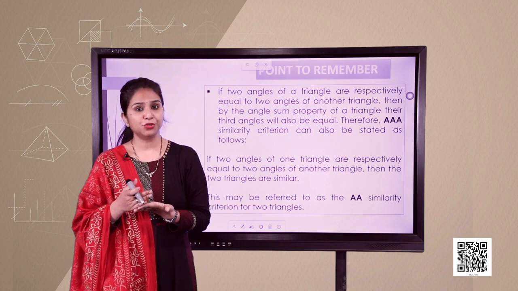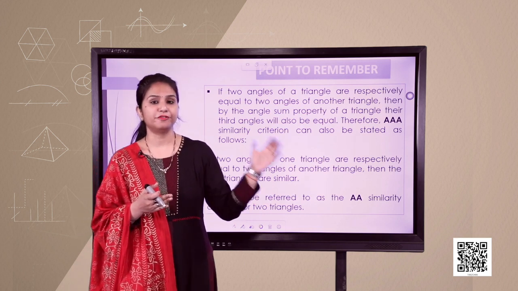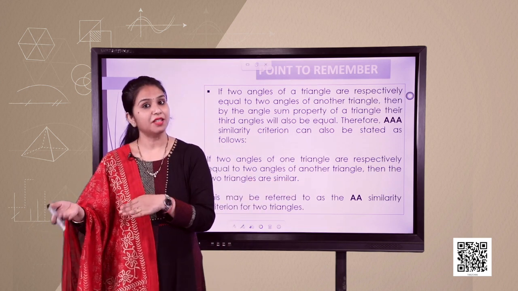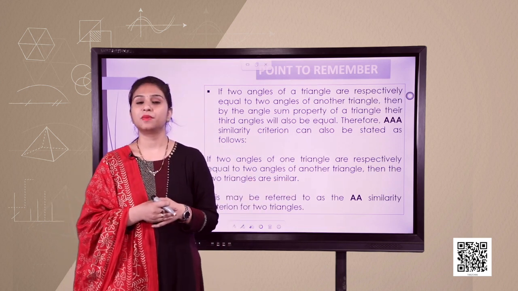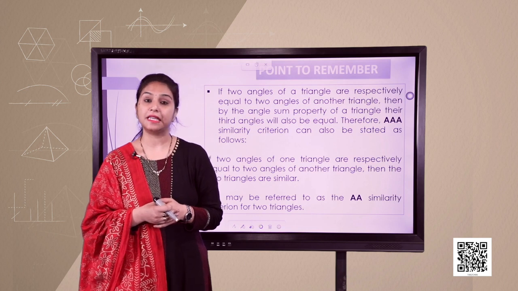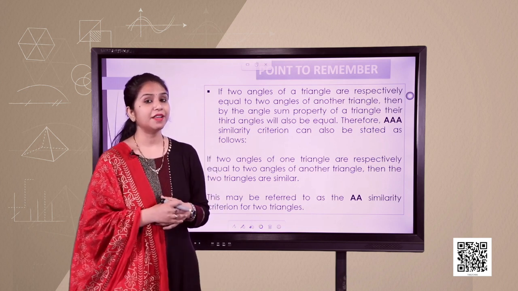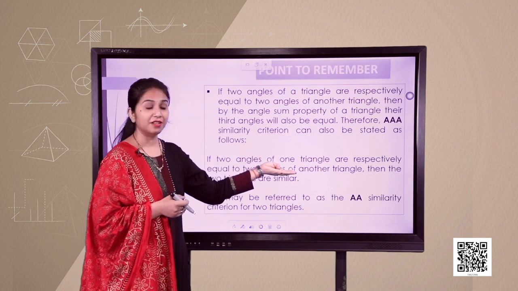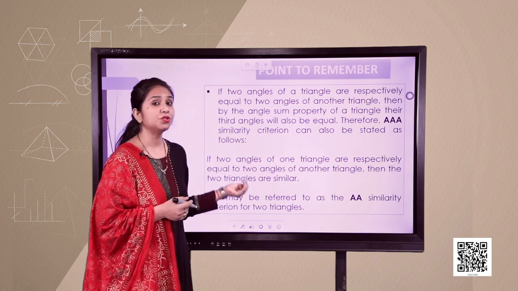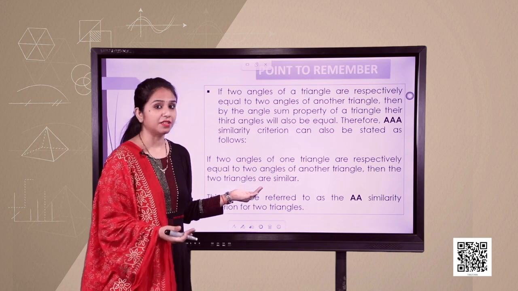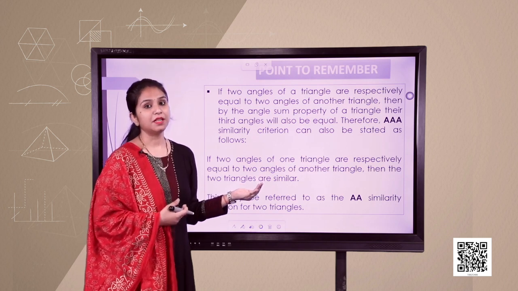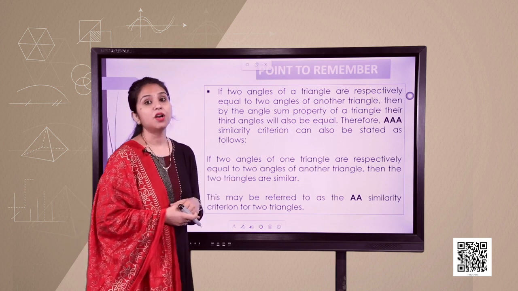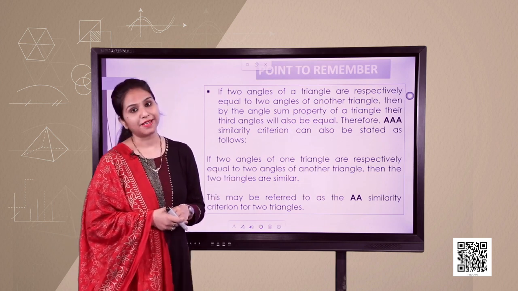If you are able to show that two angles of the first triangle are equal to two angles of the second triangle, then also the triangles are similar under AA criteria. So the AA criteria states that if two angles of one triangle are respectively equal to two angles of another triangle, then the triangles are similar, and this criteria is known as angle-angle criteria or angle-angle similarity criteria.